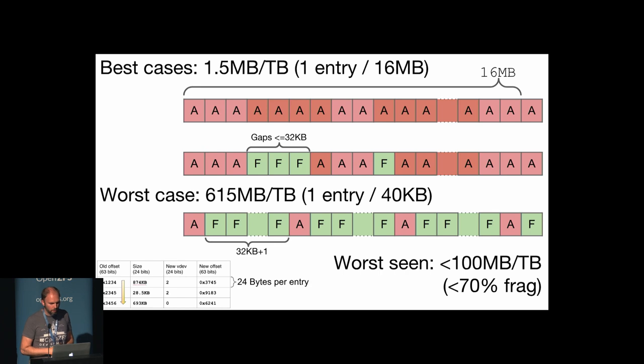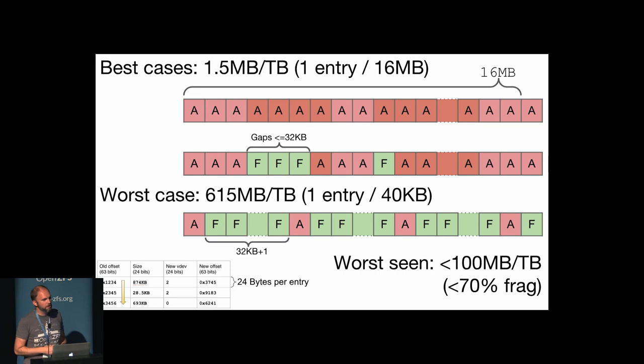And this applies both in the case where all of your allocations are super contiguous, which is the first example, and the example where your gaps are less than or equal to 32K. Maybe surprisingly, the first example here is 0% fragmentation.